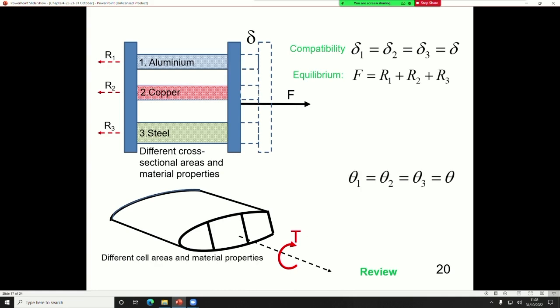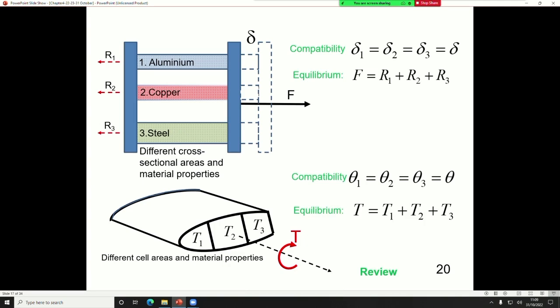But because they're all rotating with the same angle of twist, when I apply the torque, all three work as one system. Based on compatibility, they have the same angle of twist, similar to what you have on the top. So we call it the compatibility of the system. And the bottom one is equilibrium of the external torque to the resisting torques from the three, or n, cells we have.